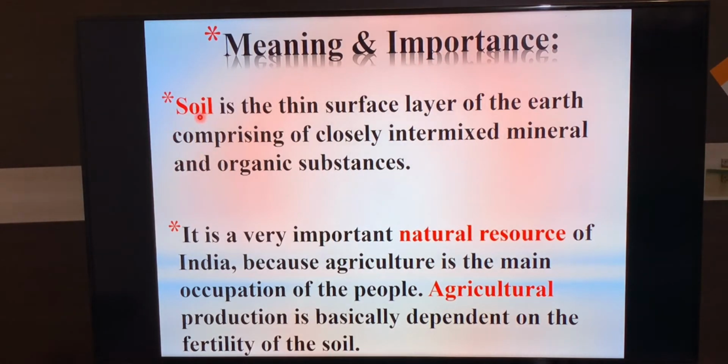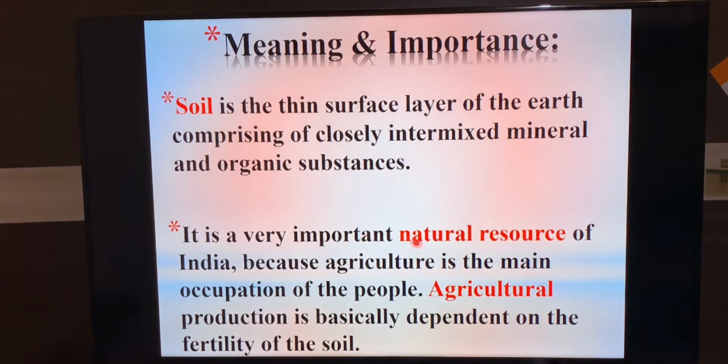Meaning. Soil is the thin surface layer of the earth comprising a closely intermixed mineral and organic substance. So the soil you will find as a thin layer on the earth's surface, and it is intermixed with two things, mineral and organic substance. Next we will learn about the importance of soil.